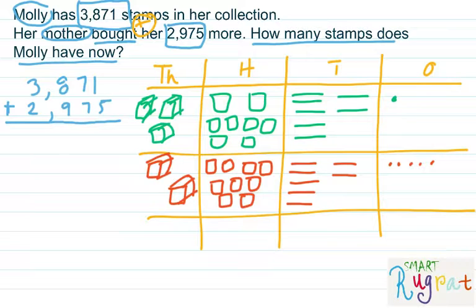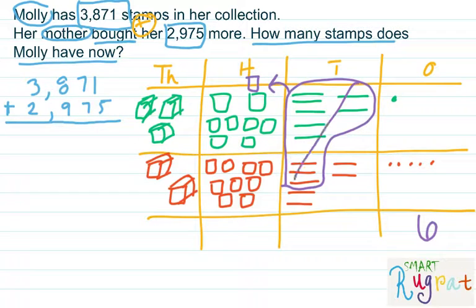So 1, 2, 3, 4, 5, 6. We cannot make a 10. I'm just going to write the number 6 down here. Now we're going to move on to the tens place. 1, 2, 3, 4, 5, 6, 7, 8, 9, 10. Stop. Make a 10. Circle it. Move it to the other side. You can put it up here if that helps. Cross it out. And then let's put a box around what's left over.